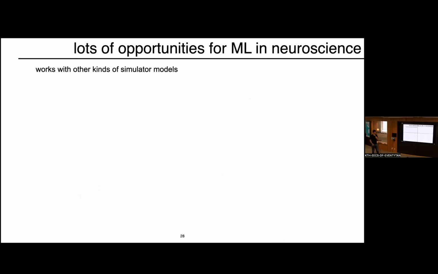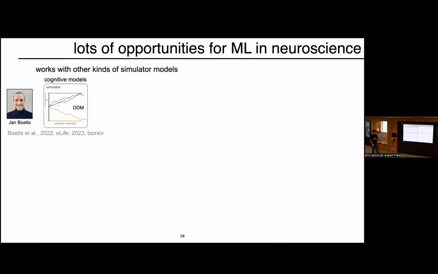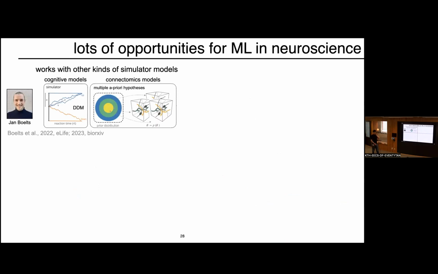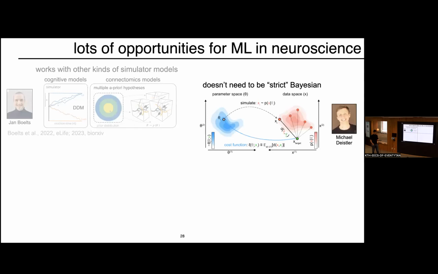And then finally, you don't have to use this on spiking neural network models. If you have a simulator that produces simulations given some numbers, you can do this with any kind of stuff. So for example, cognitive models, if you know what a drift diffusion model is, or connectomics, so simulating different wiring rules that give you how structurally different things connect to each other. And you don't even have to be Bayesian. I don't really subscribe to being Bayesian, and there are much more intuitive ways of doing this optimization.